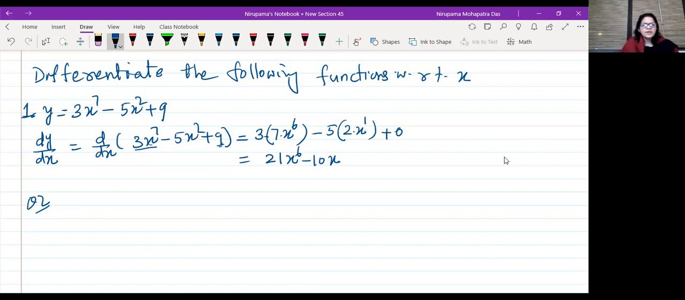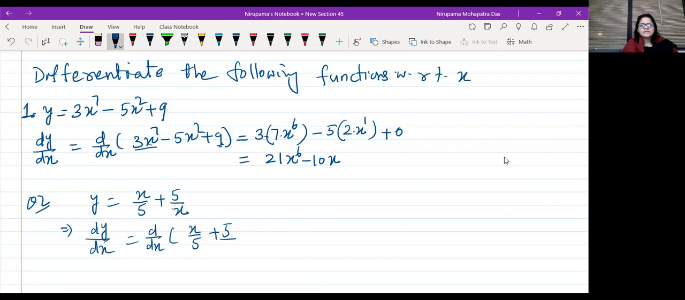Next question is: we have y equal to x by 5 plus 5 by x. Now if I want dy by dx, it is d by dx of x by 5 plus 5 by x. So here it is d by dx of x by 5.